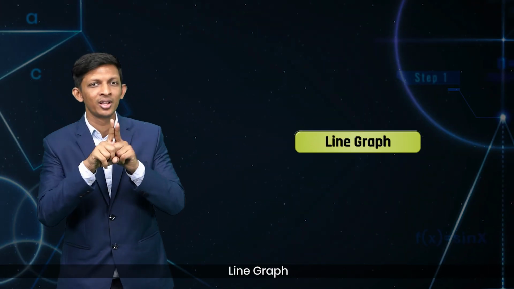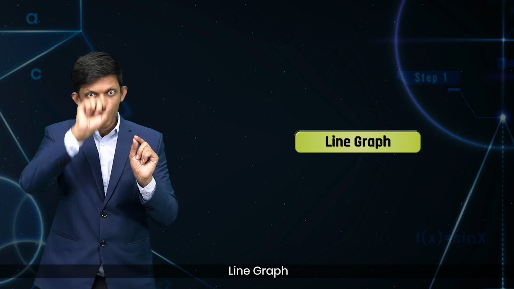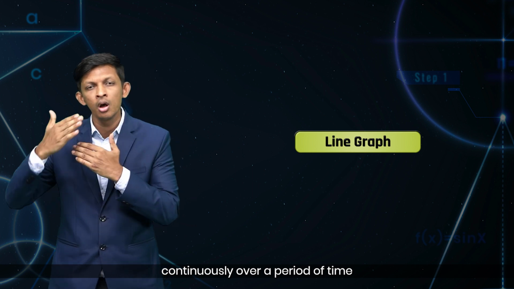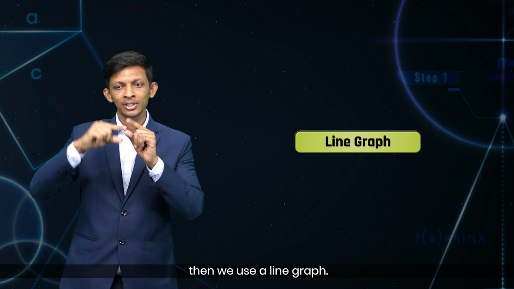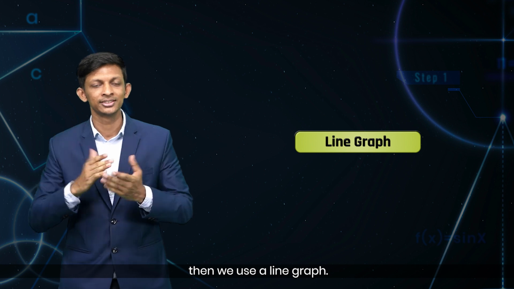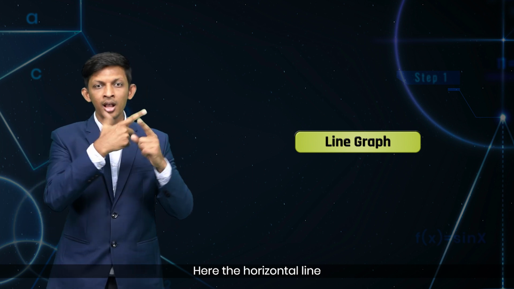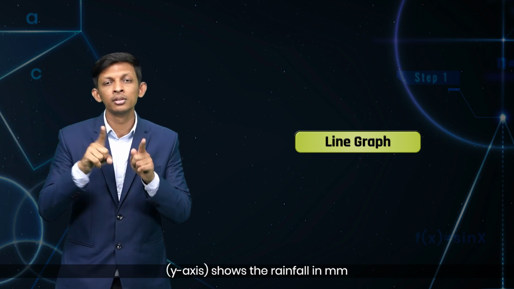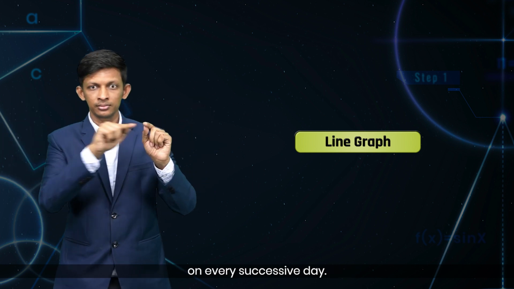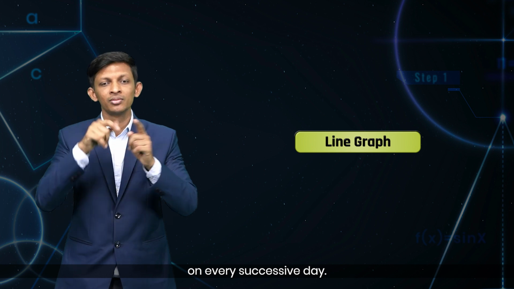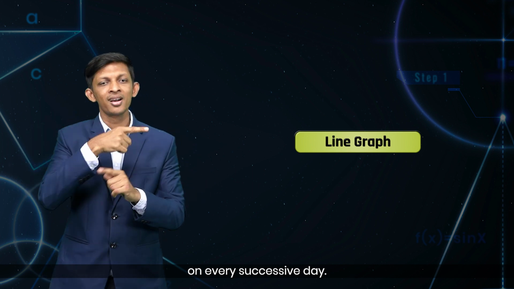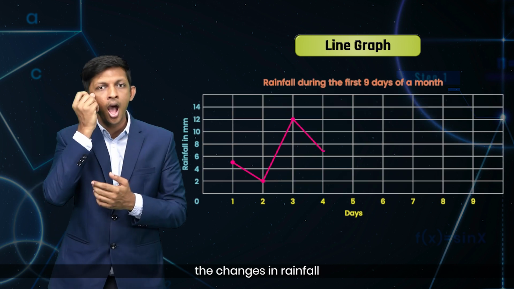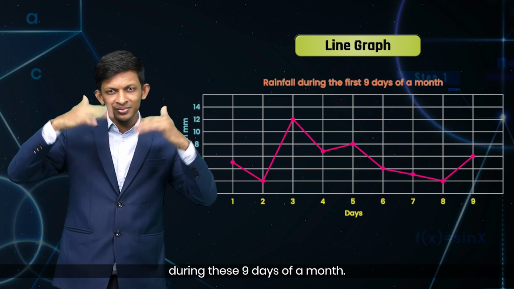Line graph. When we need to see the changes continuously over a period of time, then we use a line graph. Here, the horizontal line x-axis shows the number of days and the vertical line y-axis shows the rainfall in mm on every successive day. By this line graph, we can easily understand the changes in rainfall during these 9 days of a month.